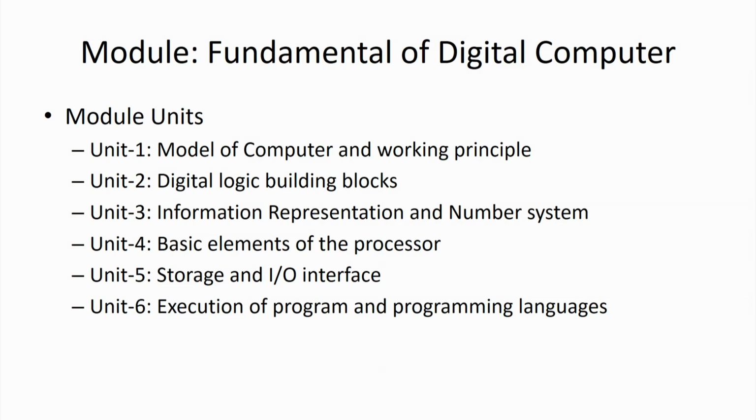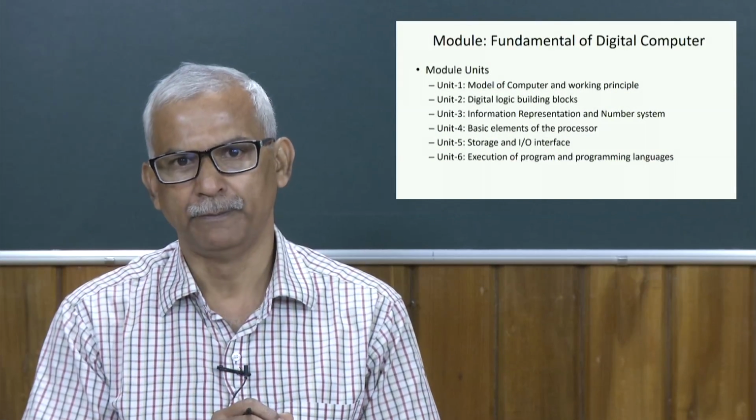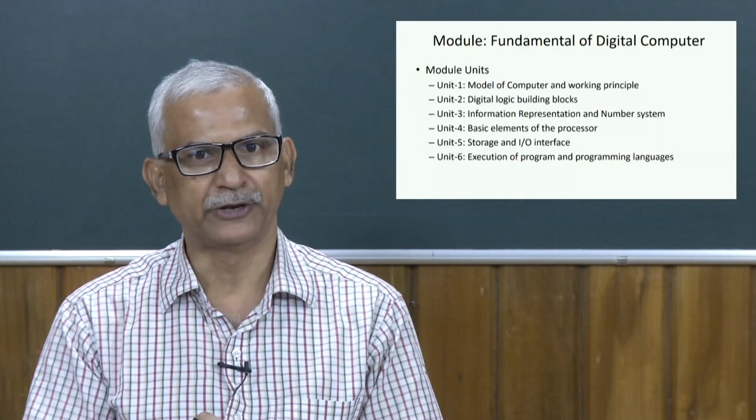Unit 3 basically deals with information representation and number systems. How to represent numbers, integer and real, we have discussed, and how to represent other information, like how we write and store your name in a computer. All those things we have discussed in Unit 3. Unit 4 is basic elements of the processor.